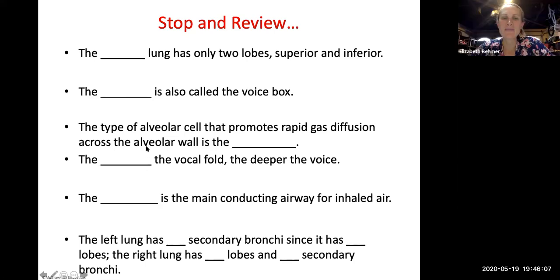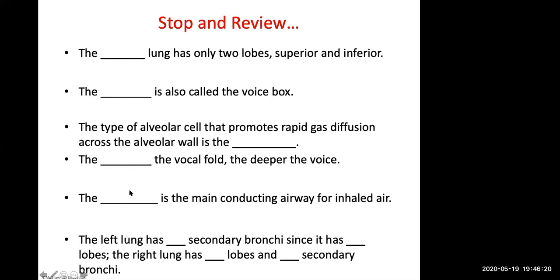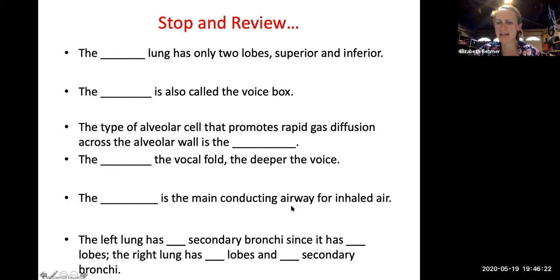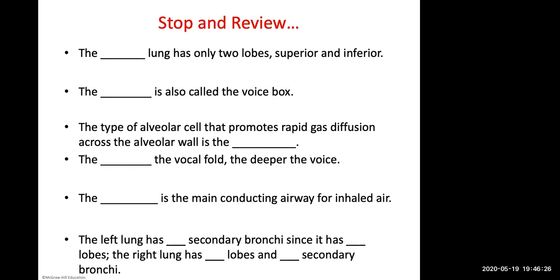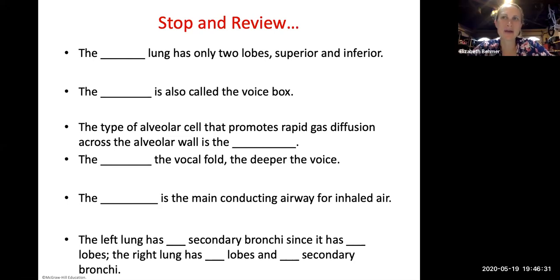The type of alveolar cell that promotes rapid gas diffusion, that was type 1. Don't worry about knowing that. The longer the vocal folds, the deeper the voice. What is the main conducting airway for inhaled air? Pharynx, down through your trachea, yeah.